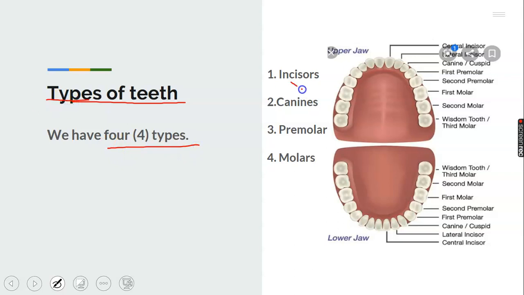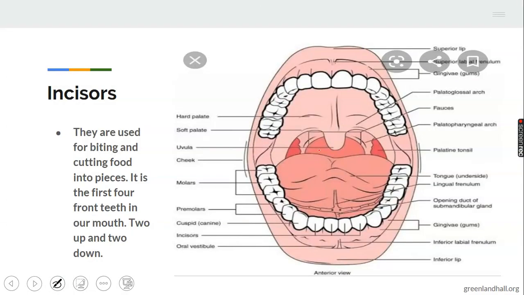We have the incisors. Say incisors. We have the canines. We have the premolars, and then we have the molars. Those are the four. Repeat after me again. Say incisors, canines, premolars, molars. Those are the four basic types that we have. You can see the picture here. We are going to be getting into details. You will see how different the four are.